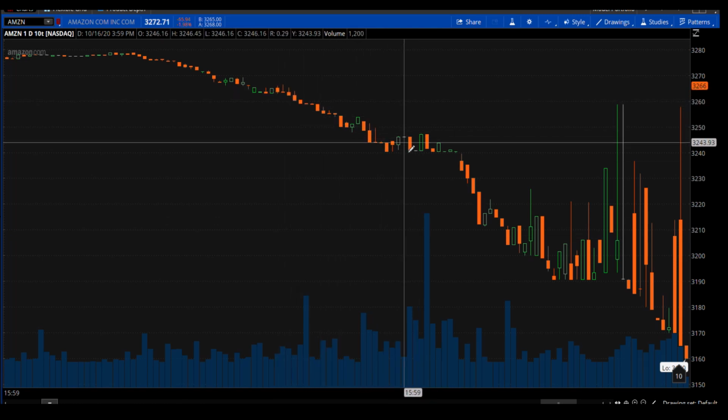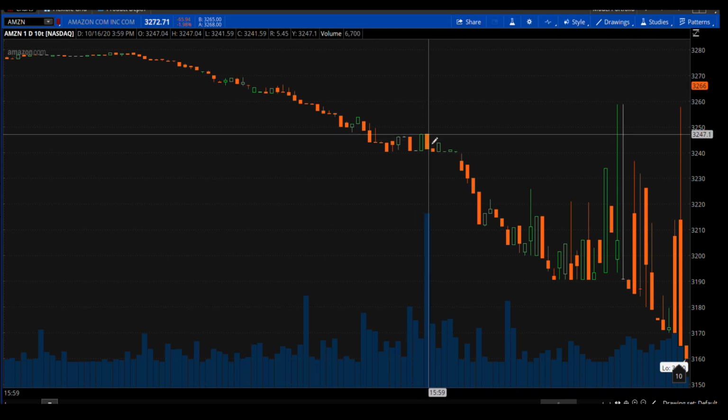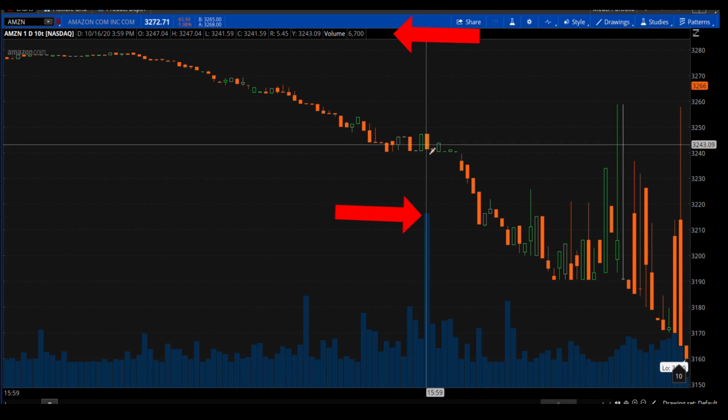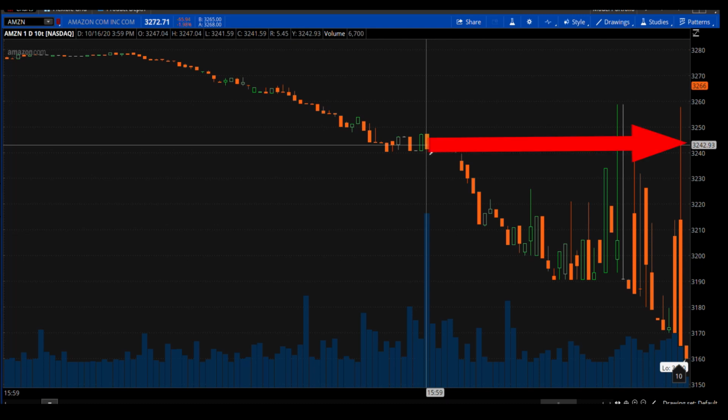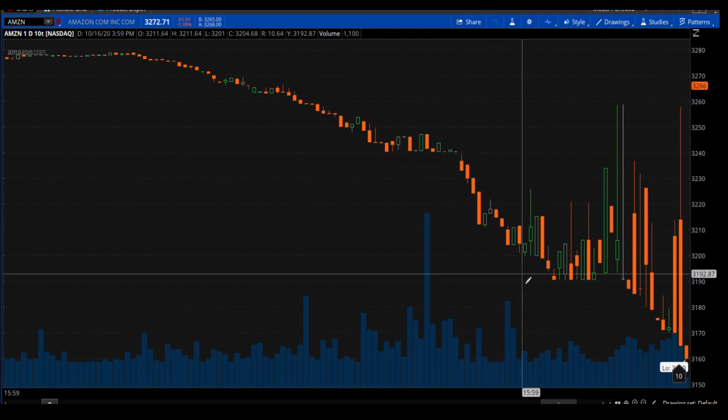So now let's look and see where the volume really came in. Look here, 6,700 shares traded around 32.45. So at that point, it was down about $15 in that 1 millisecond. And then we really started to plunge.